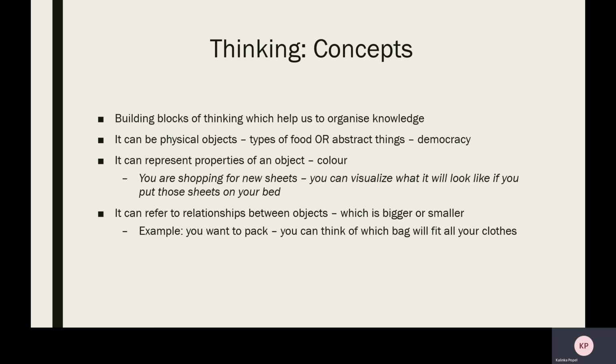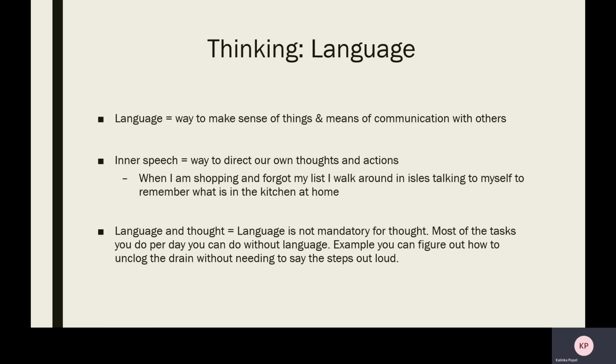The next is concepts. These are building blocks of thinking which help us to organize knowledge. These can be physical objects like food, or abstract things like democracy. It can represent properties of an object like a color, for instance, if you want to buy new bedding and you're able to think about what that specific color might look like in your bedroom. Or it could be referring to relationships between objects like bigger and smaller, so which suitcase would be more suitable for all my clothes. And then we have language.